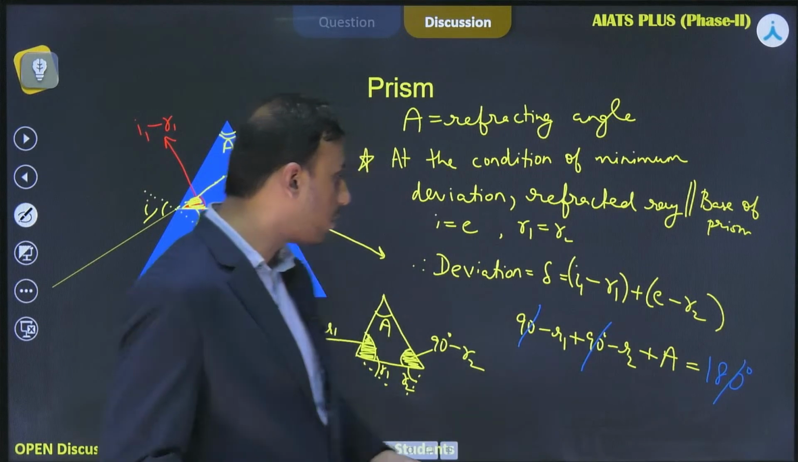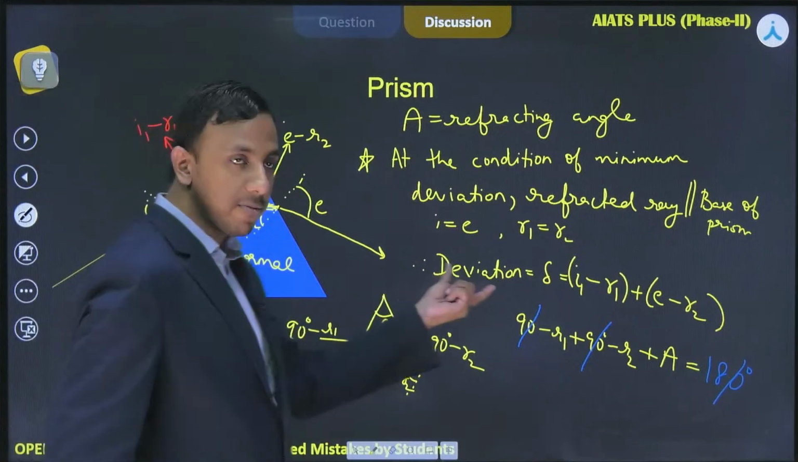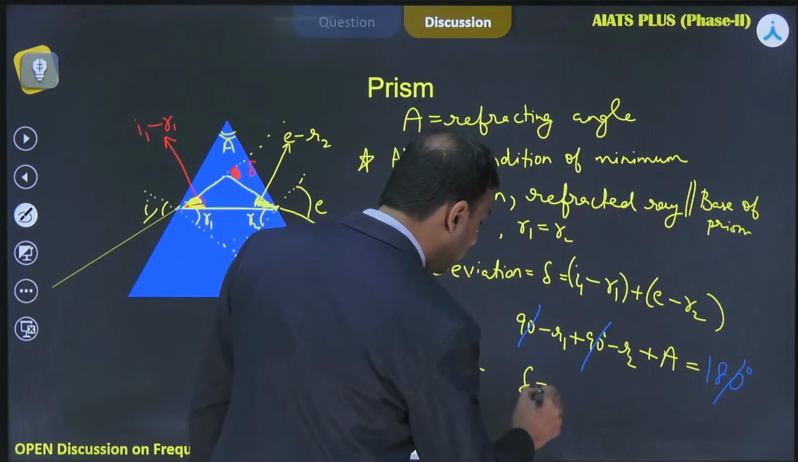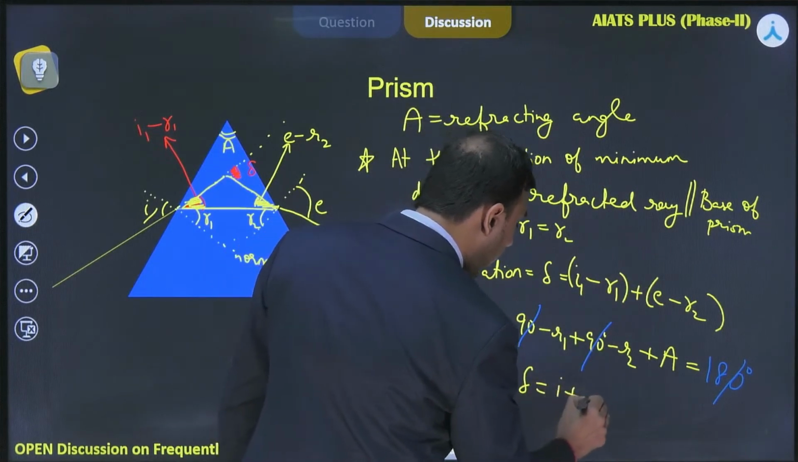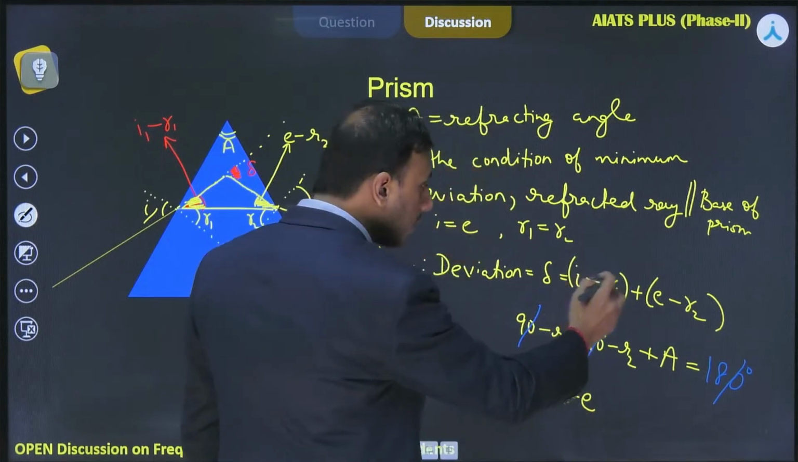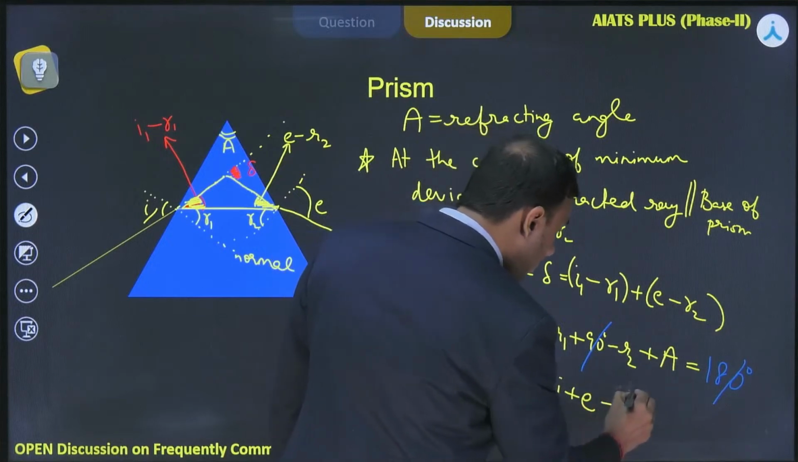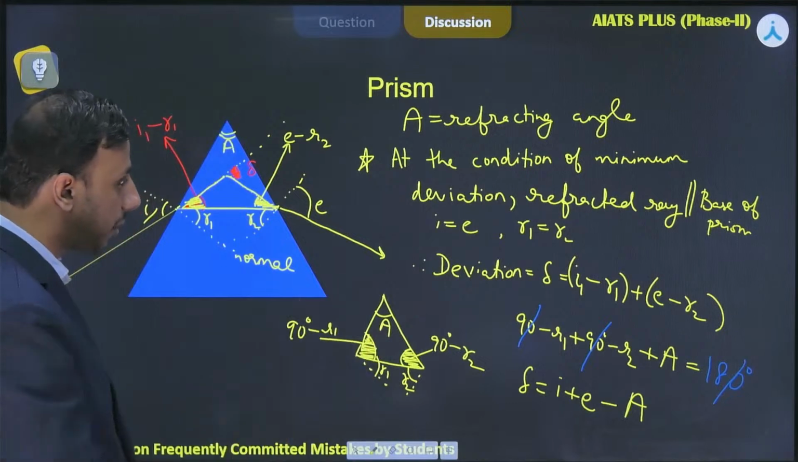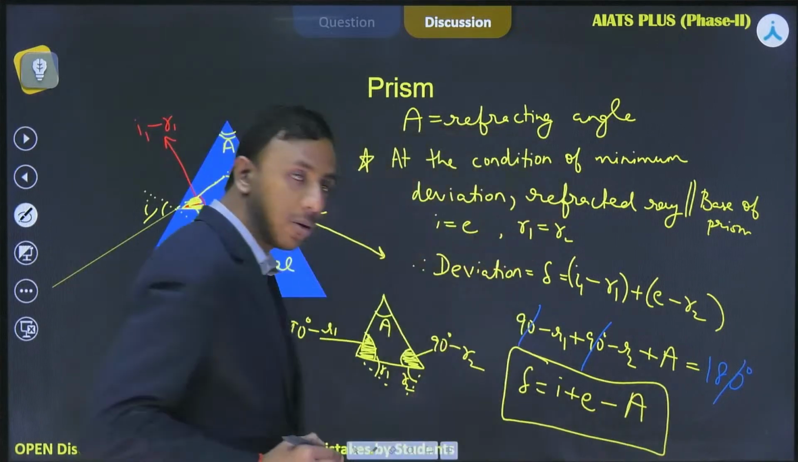A is R1 plus R2, which means we have derived a formula for delta, which is deviation, right? So angle of deviation, what does it become? See, I plus E minus (R1 plus R2). And R1 plus R2 was A. Okay, minus R1 plus R2, which is your A. So please remember this formula when we go to the next question.